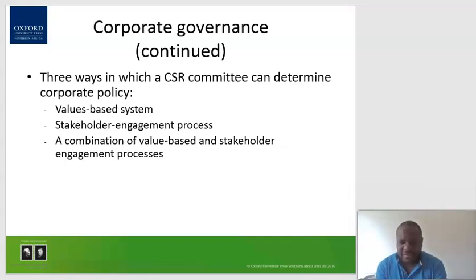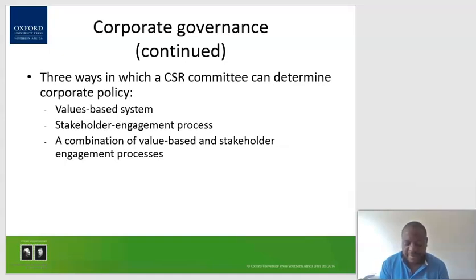And there are three ways in which an organization can determine how they will engage with society, how they will contribute to the common good of society, how they will give back or plow back to the community. There is what is known as the values-based system, we also have a stakeholder engagement process, and also a combination of the values-based system and the stakeholder engagement process.